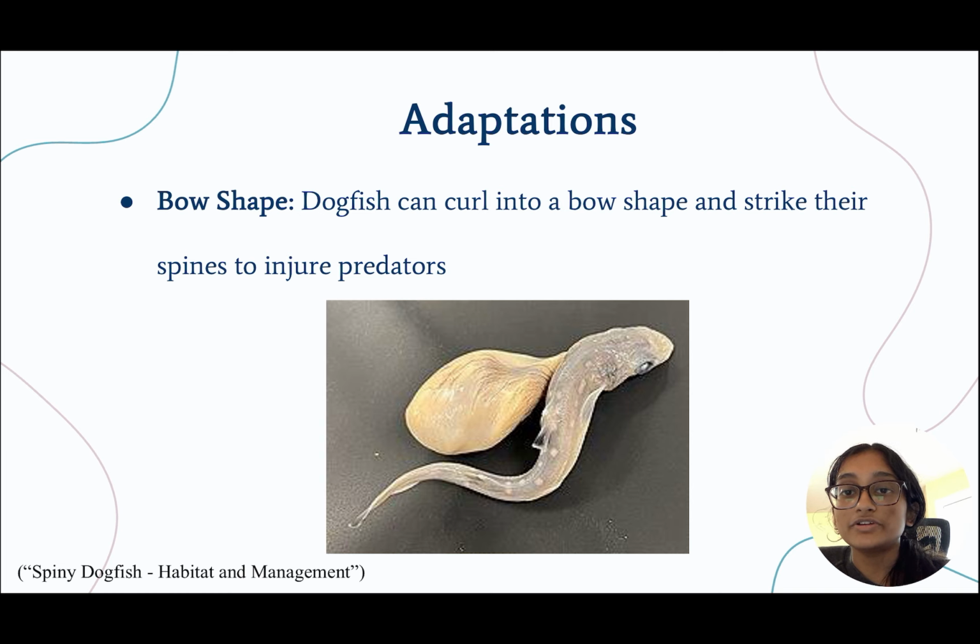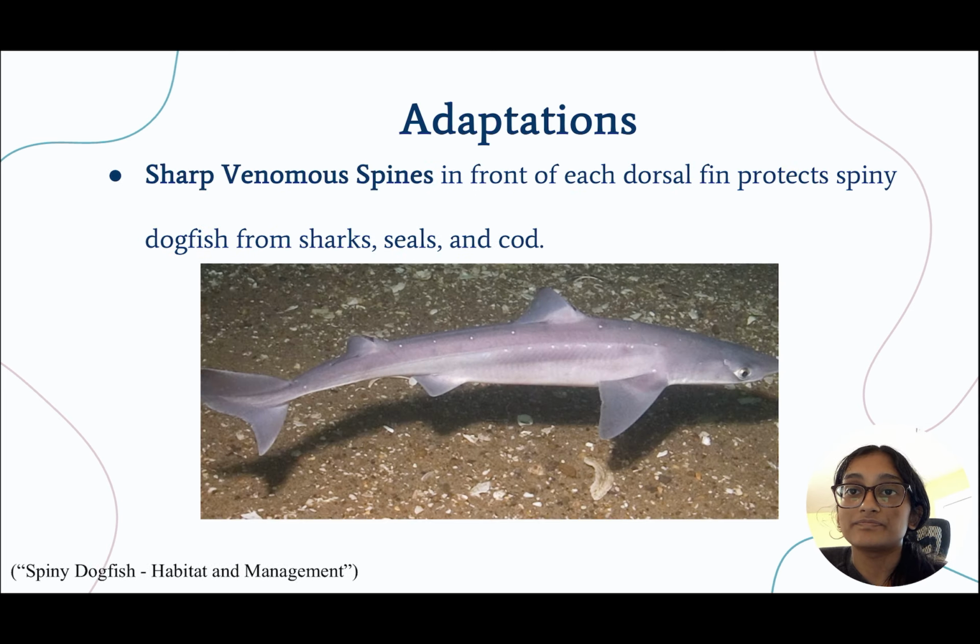So some important adaptations I'd like to go over include the bow shape. The spiny dogfish can curl into a bow, as shown in this image. If you could see, it's almost like a sine graph, like the tail. And this bow shape is important because they could strike out their spines to injure predators.